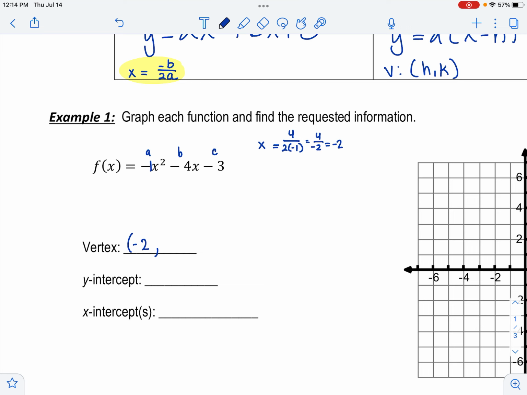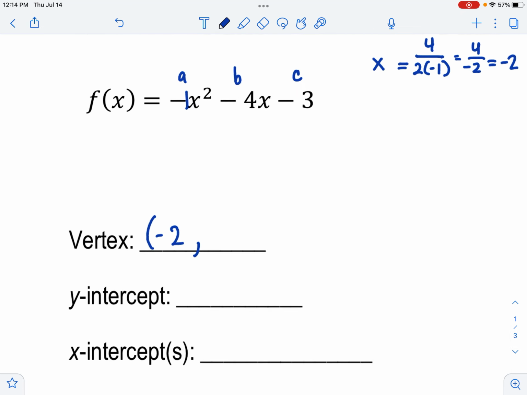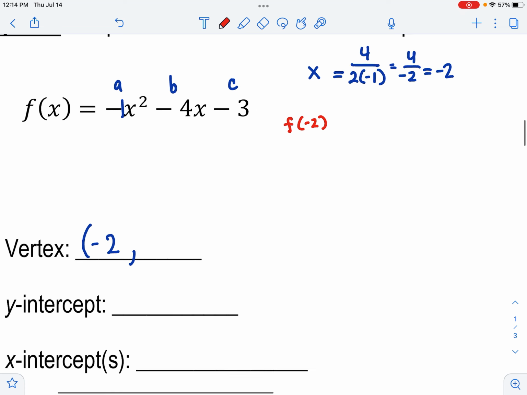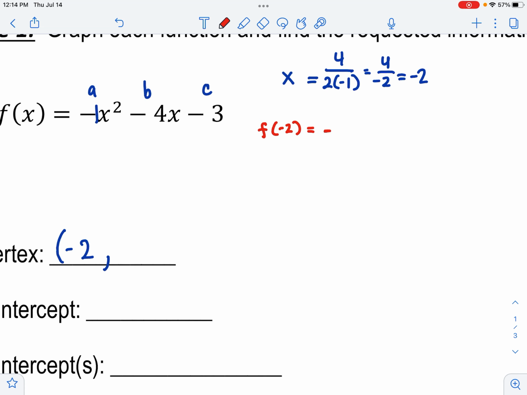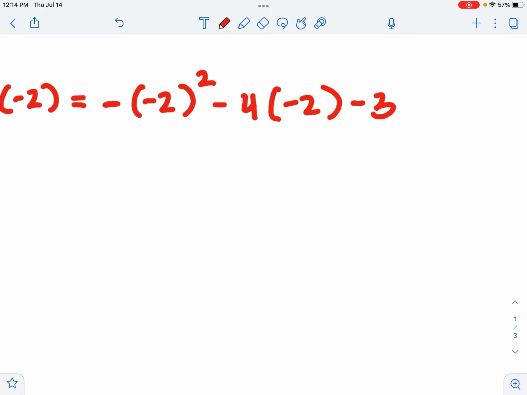Whenever you have an x value, you can always find a y value very easily by just plugging in the x to get the y. And that's what we're going to do. So now to get the y value, we're going to plug in -2 for x. So we're going to find f of -2. Plug in -2. So we got negative, that's this negative right here. And now we're going to plug in our -2 and square it. Then we have -4. We're going to plug in our -2 for x there. And then -3. All right, now we have to clean this up.